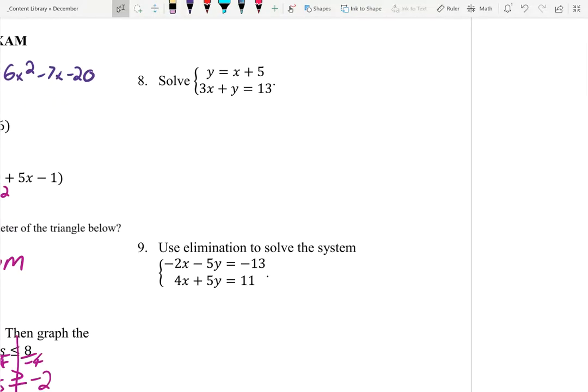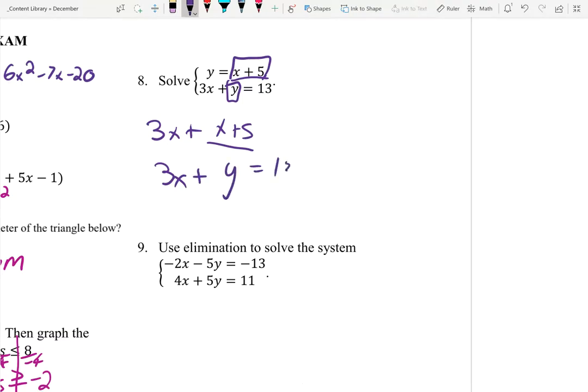Okay, so number 8, this one would work best with substitution because the y is by itself and it's equal to x plus 5, meaning that we can go ahead and just plug this x plus 5 in for y. So if I rewrite this equation, it'll be 3x plus x plus 5. Now I don't need these parentheses because I'm not multiplying by anything, so I'm just going to erase them. But yeah, this is where y was, right? It was 3x, or I'm sorry, it was 3x plus y equal to 13, but my equation is now 3x plus x plus 5 equal to 13. So this is y because that's what y equaled, right?